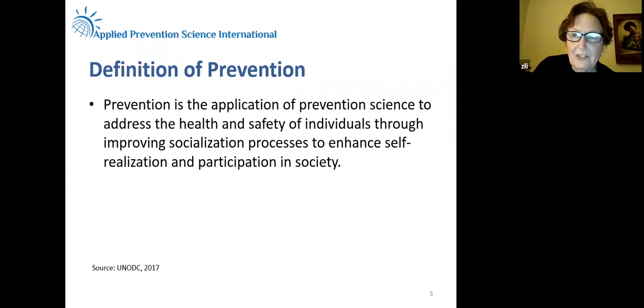Here is the definition of prevention. This is the application of prevention science to address the health and safety of individuals through improving socialization processes, and we'll talk more about that, to enhance self-realization and participation in society. So you can see it's a very broad definition, and it shows what the goals are and what the processes are that we're talking about.